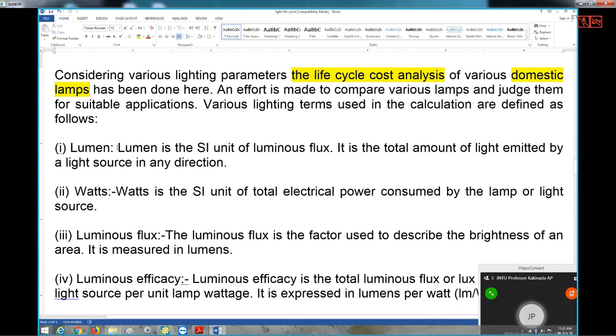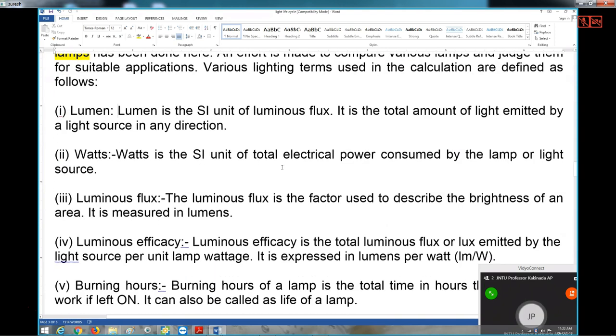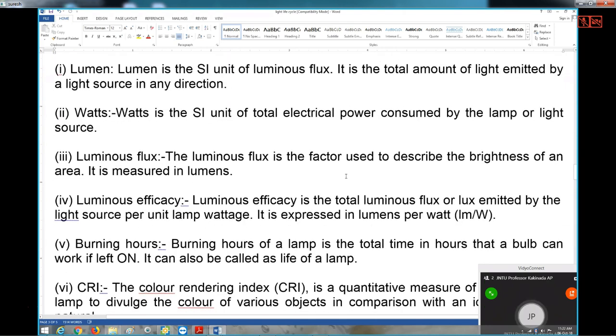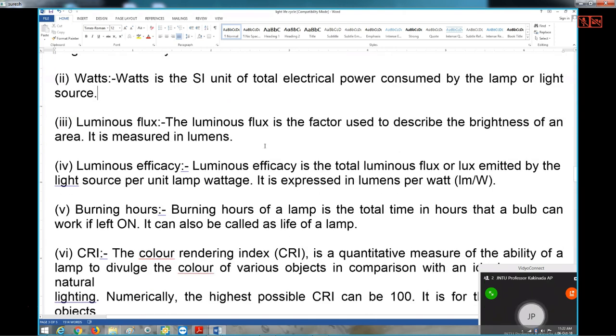Coming to lumens, just at a glance: lumens is the light that is emitted from the source towards the work destination. And watts is the total electrical power consumed by the lamp, that is called the watt rating. Luminous flux is the factor used to describe the brightness of an area. This is called luminous flux, which is expressed in terms of lumens.